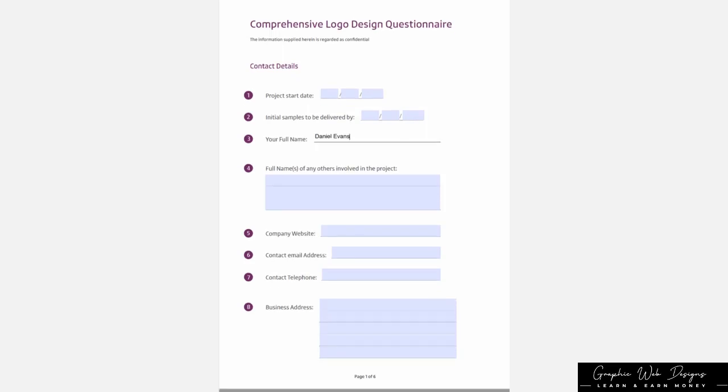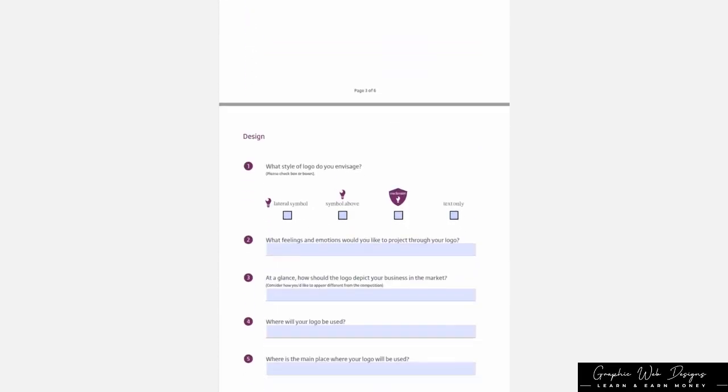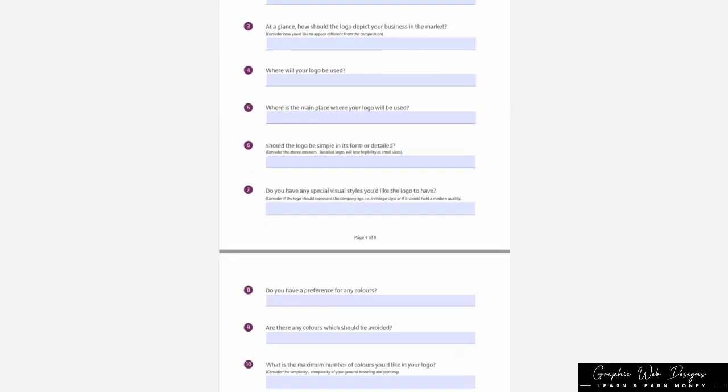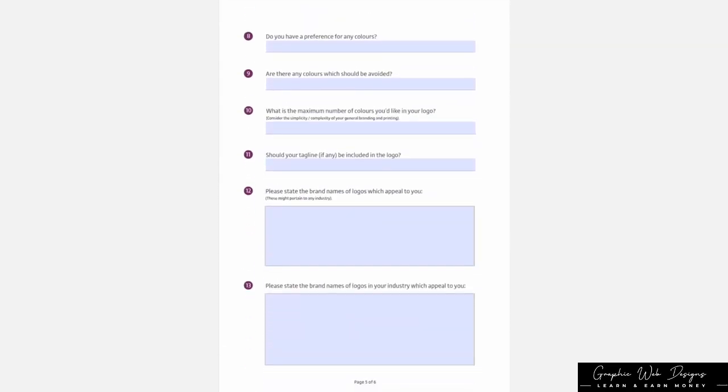Provided that the client uses Adobe PDF Reader, which is free to download, they can answer every question quickly and easily by typing in their information and ticking checkboxes. They simply save the document when they're finished and they return it to you by email. This PDF can be branded to suit your needs.